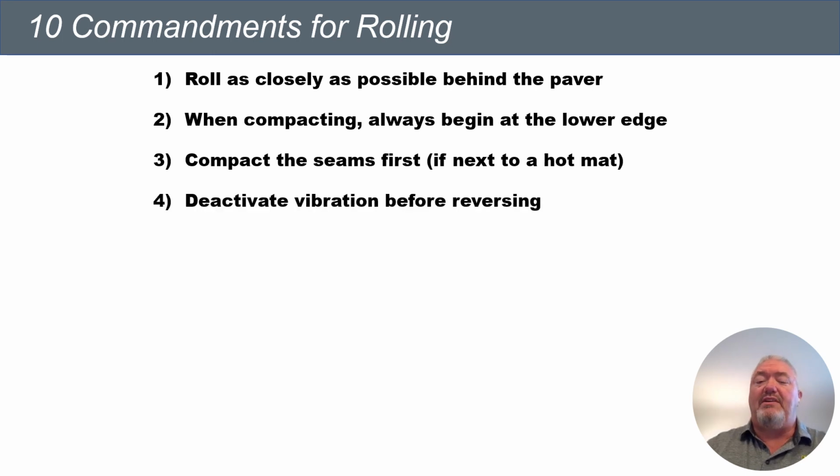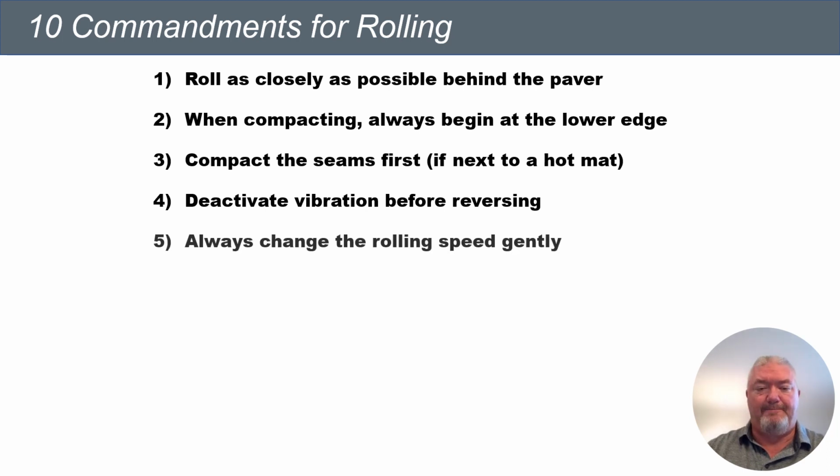We want to make sure we deactivate vibration before reversing, because if we don't, we're going to build some bumps in that mat that we're not going to be able to get rid of. So when you shut your vibes off and you go into your turn to stop, the furthest you need to go is a length and a half of that roller to stop after you turn the vibes off. And then as soon as you go in reverse, start the vibration back up again.